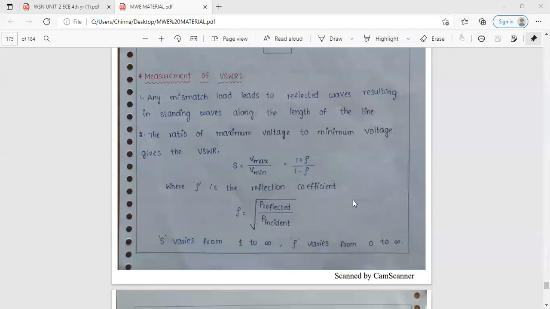So rho, the reflection coefficient, is the square root of P reflected by P incident. S varies from 1 to infinity, and rho varies from 0 to infinity.